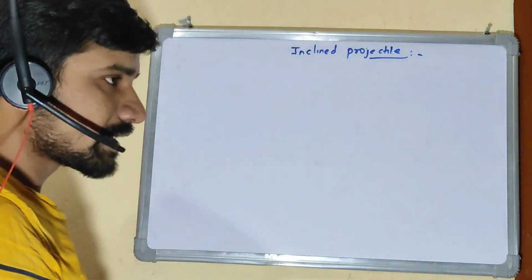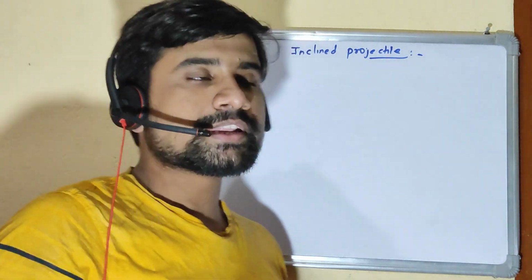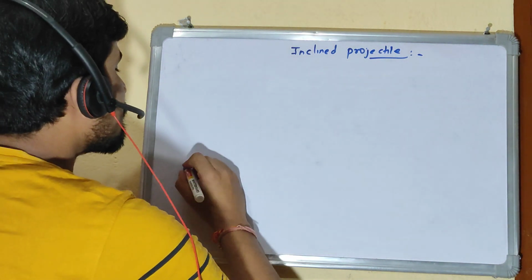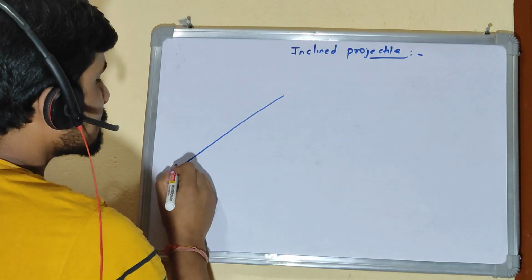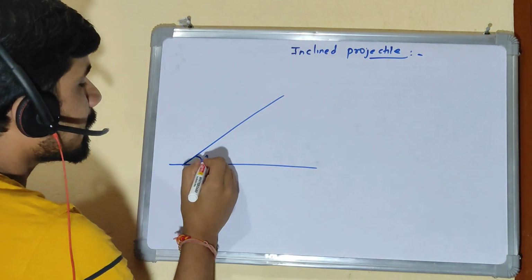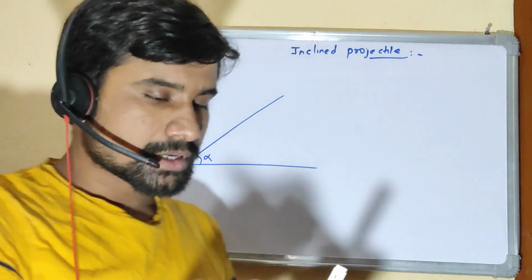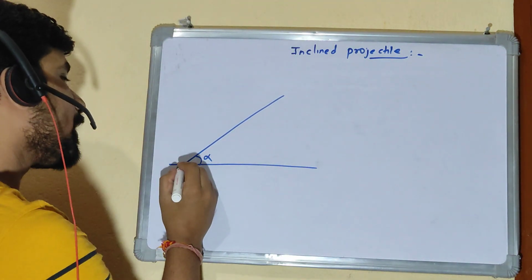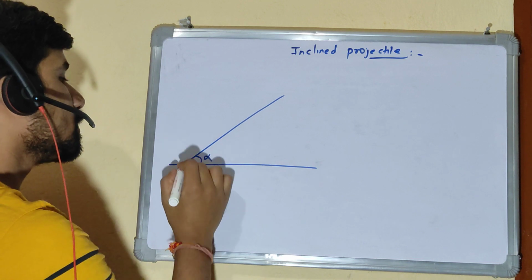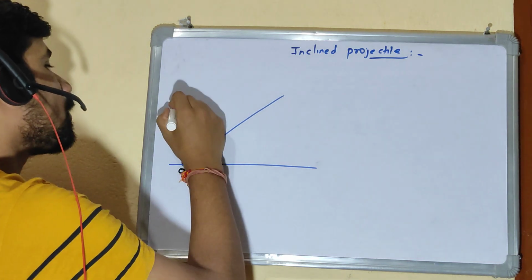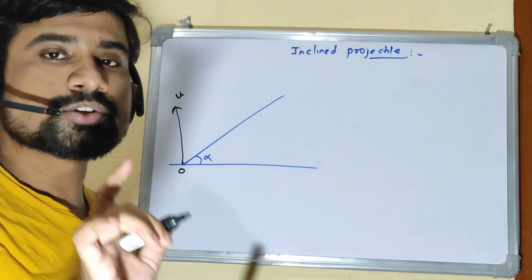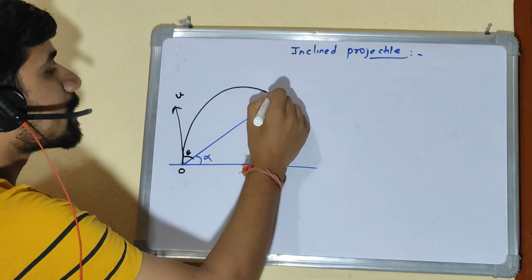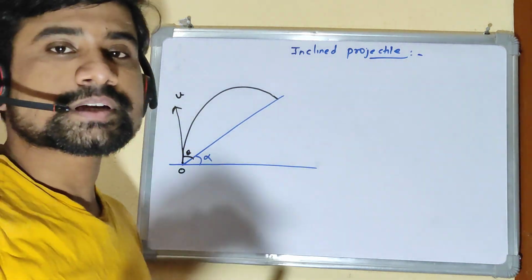So in this particular case, we won't be dealing with horizontal level surfaces, but we'll deal with an inclined plane. This is an inclined plane, right? This is an inclined plane which is making an angle, let's say alpha, with respect to horizontal or earth surface. And from this particular point O, I am projecting a projectile with an initial velocity u and angle theta, and this is the nature of the projectile.